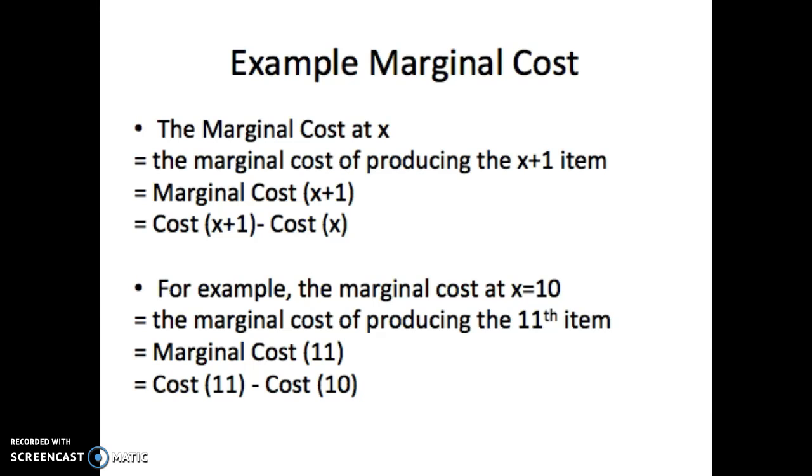Now that's a whole lot of x's, so let's do that with a couple of numbers. If we want to know the marginal cost at x equals 10, then what we are really asking is, what is the marginal cost of producing the 11th item? And that would be written in mathematics, and in business terms, as marginal cost of 11. And that is the cost of producing 11 items minus the cost of producing 10.